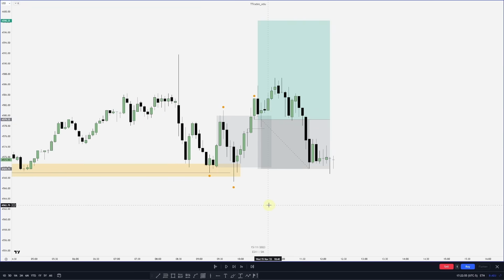So you can see in this example, we swept sell side liquidity after the open. We displaced through the breaker block, we created a unicorn model, took an entry, and then it stopped us out. Losses are inevitable in trading, and that is why I show this example.